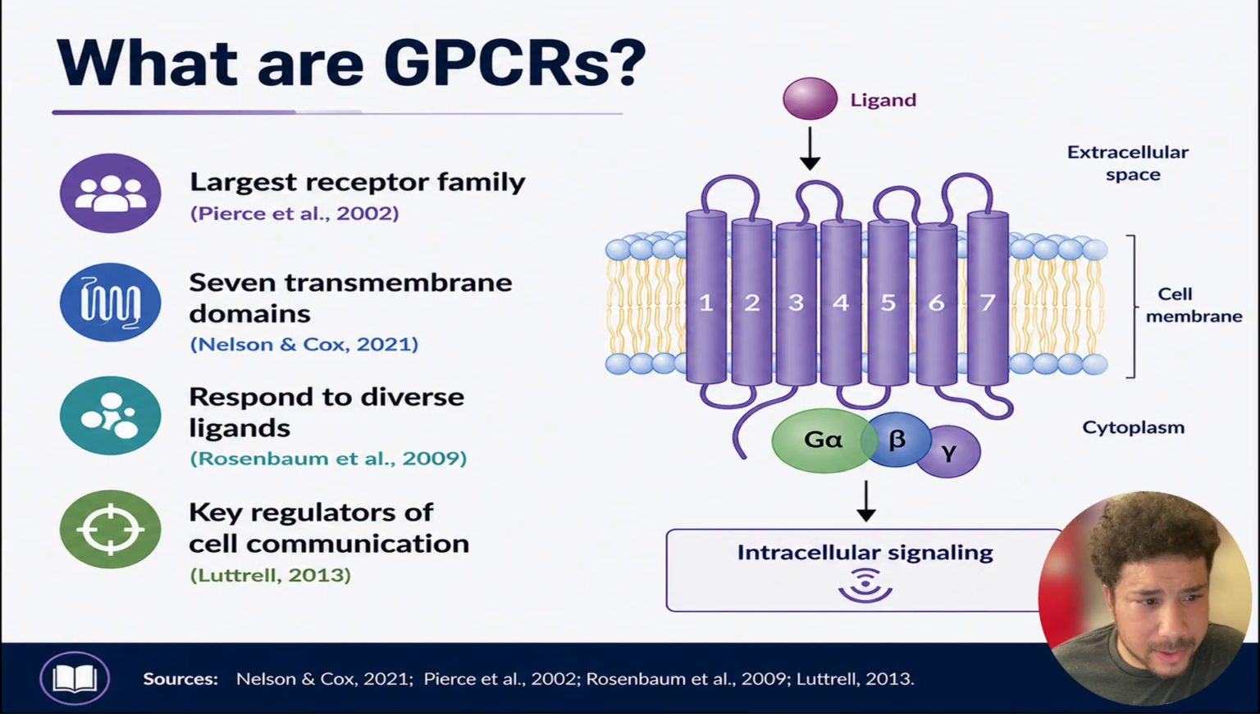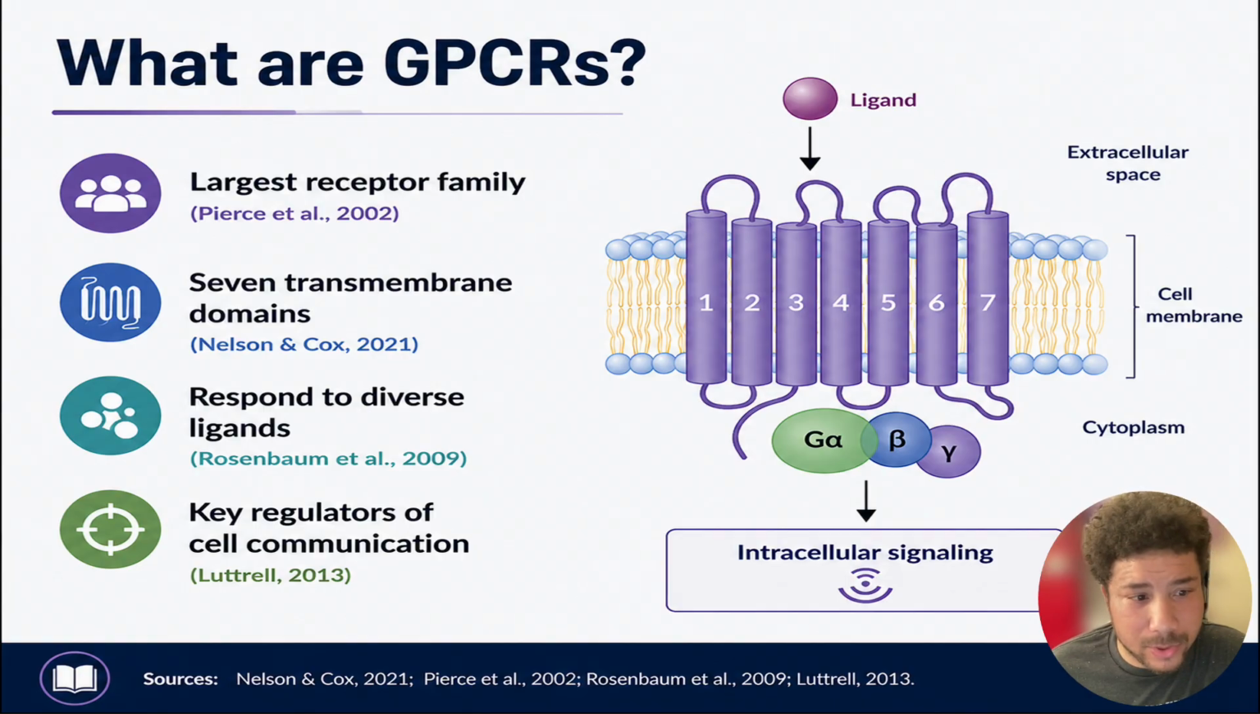On the cytoplasmic side, the activated receptor will then interact with the G protein. The G protein contains the subunits alpha, beta, and gamma. At resting state these subunits are associated with one another, and the alpha subunit holds GDP.